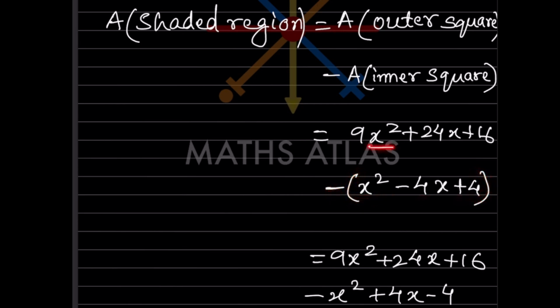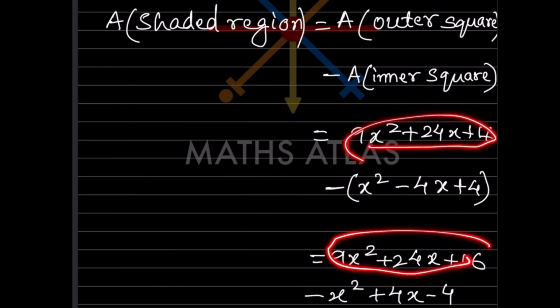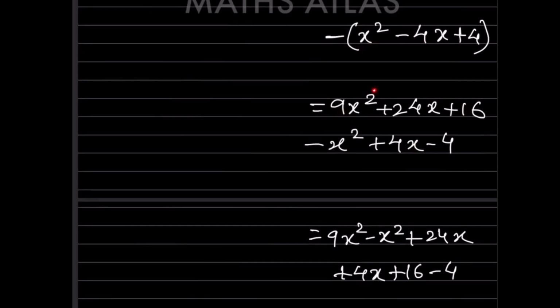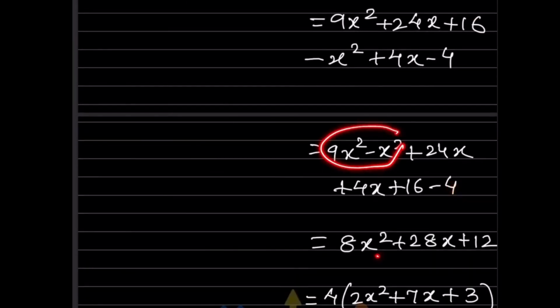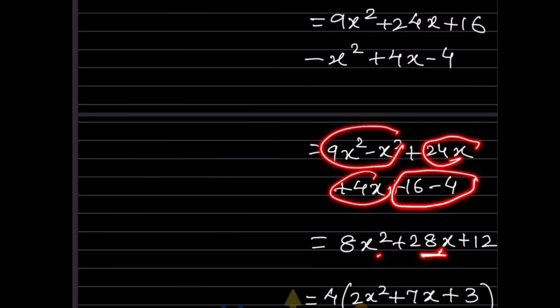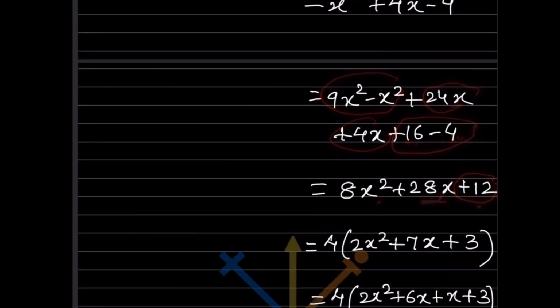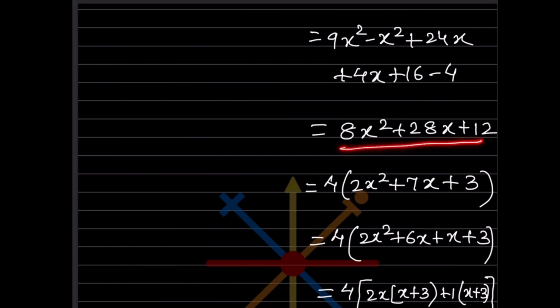So now we will take first the same over here. Now we will split it: minus x square, minus becomes plus 4x, and minus and plus, that is minus 4. So now take the x square together, then x together, and the constants together. This is going to be 8x square, 24 plus 4, that is going to be 28x, and plus 16 minus 4, that is going to be plus 12. Now can you see in this one, all these are the 3 terms.